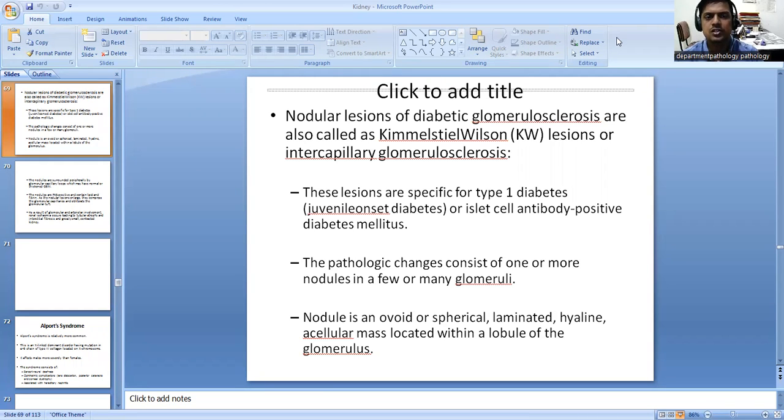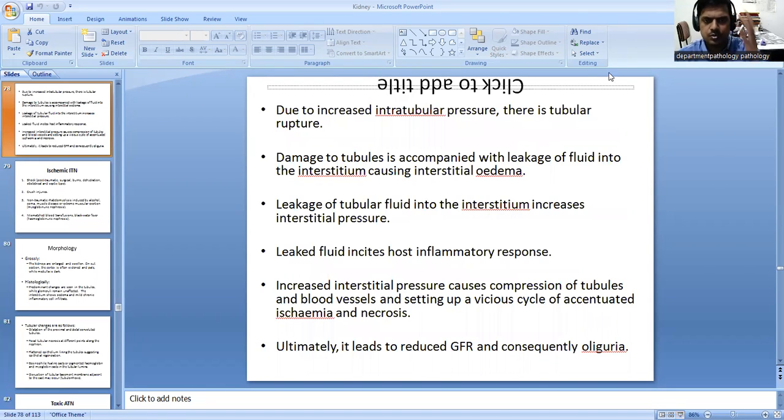Due to increased intratubular pressure, there is tubular rupture. Damaged tubules are accompanied with leakage of fluid into the interstitium, causing interstitial edema. Leakage of tubular fluid into the interstitium increases interstitial pressure. Leaked fluid incites a most inflammatory response. Increased interstitial pressure causes compression of tubules and blood vessels, setting up a vicious cycle of accentuated ischemia and necrosis. Ultimately, this leads to reduced GFR and consequently organ failure.